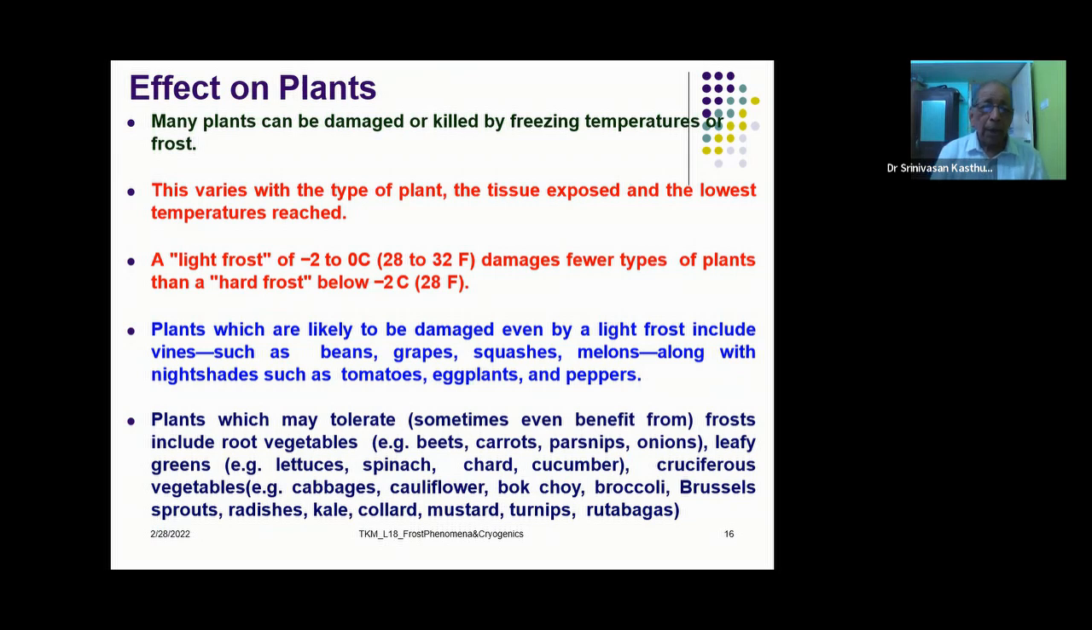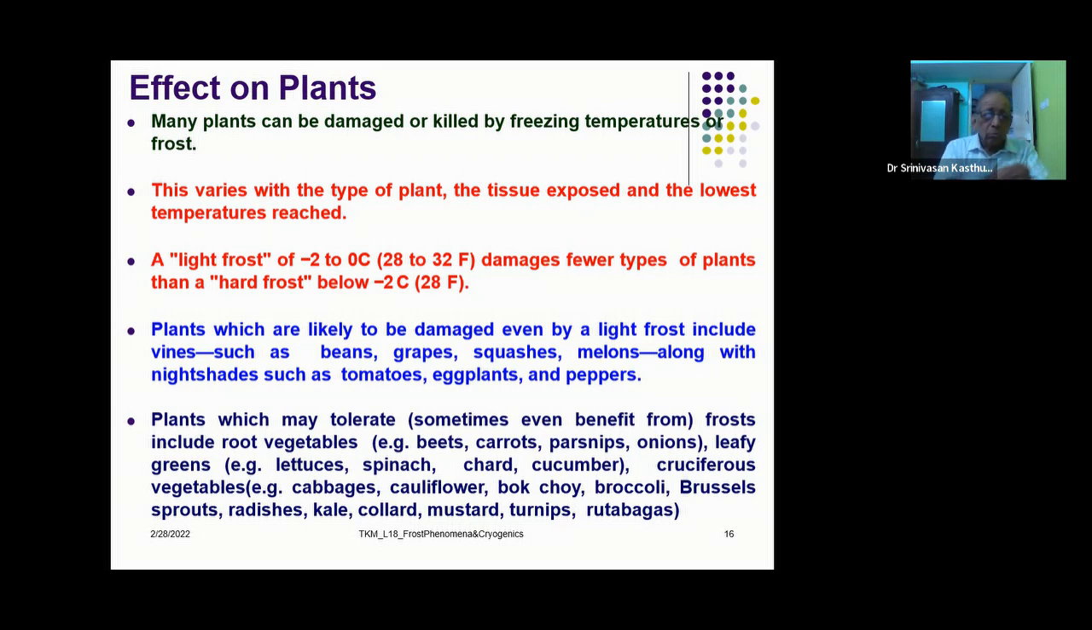Many plants can be damaged or killed by the freezing temperature of frost. Why? Because whatever water is present in the plant cells gets frozen and becomes ice crystals. Ice crystals will not allow any biological reactions to proceed, and therefore the plants get killed.